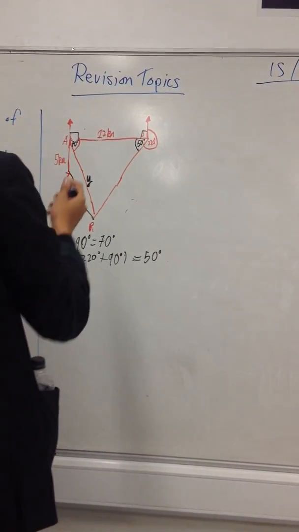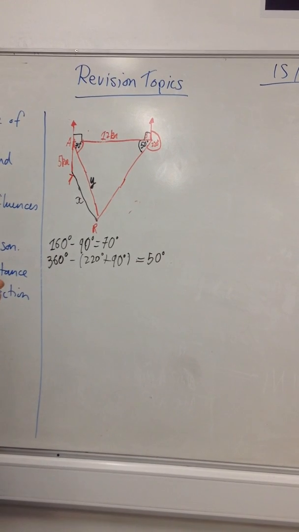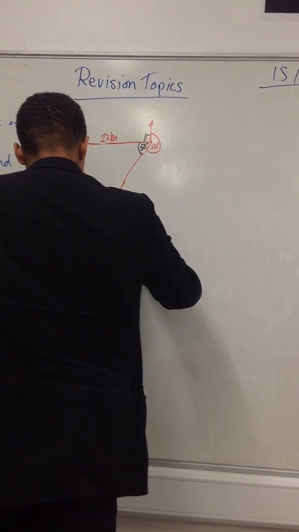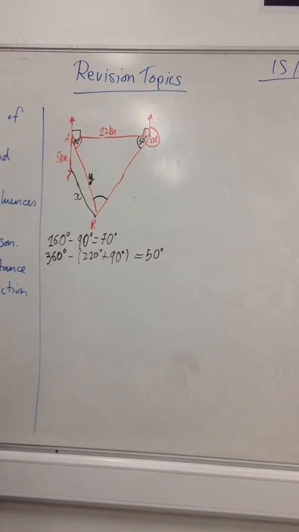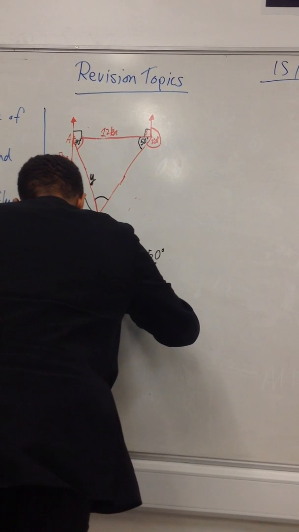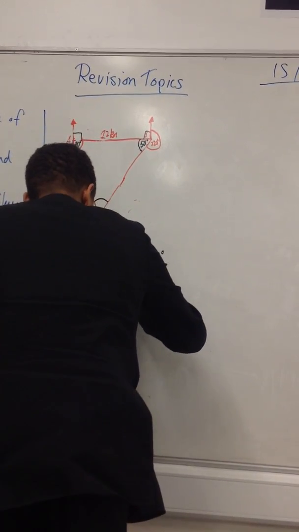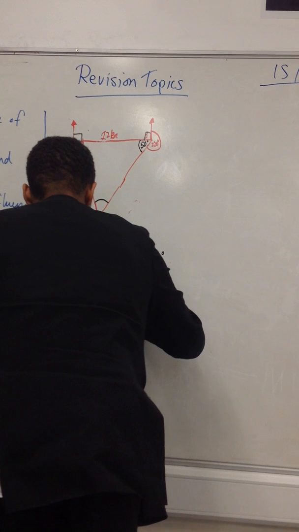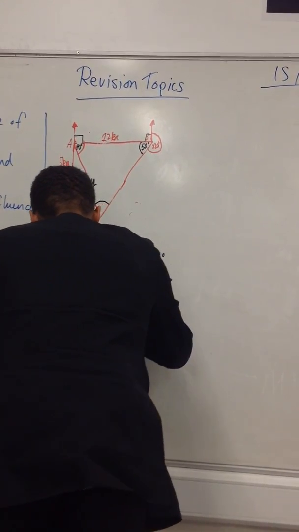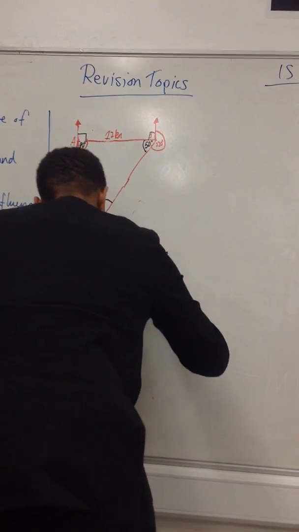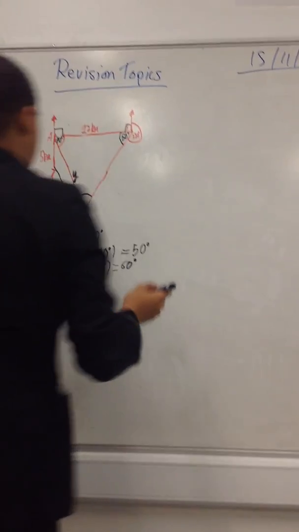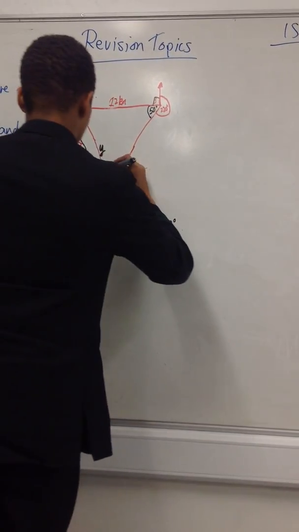Angles in a triangle add up to 180, so this angle is 180 minus brackets 70 plus 50 degrees, which equals 60 degrees. So that can go in there.